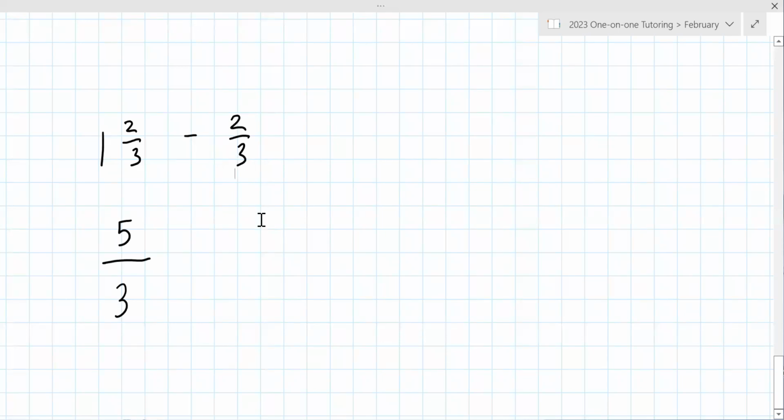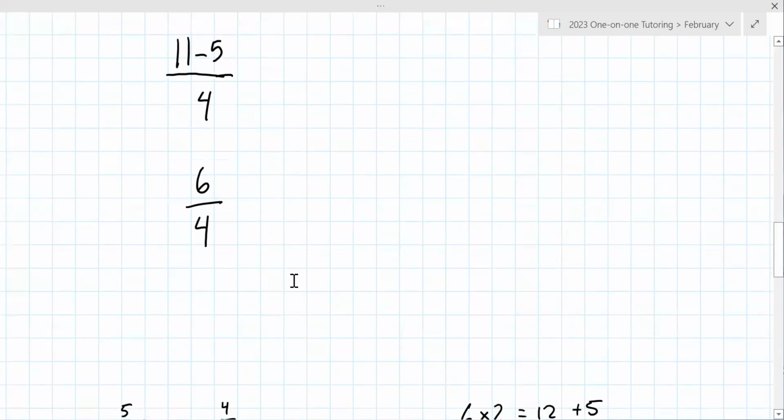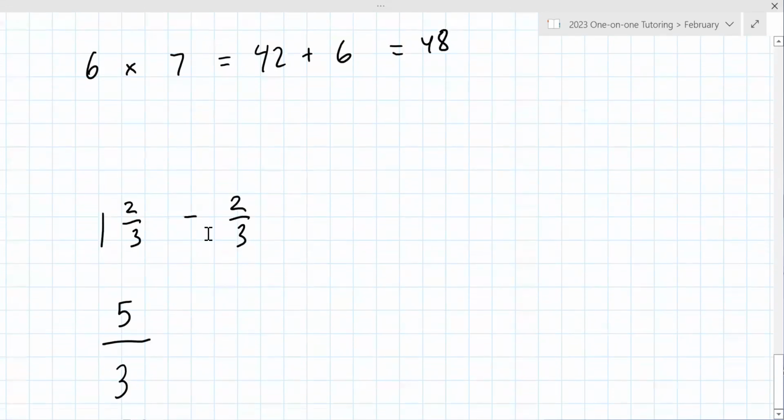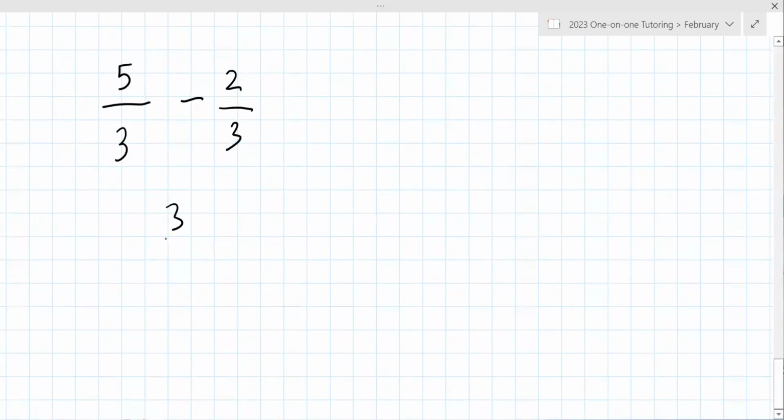Yes. So let's... No. Let's go back and look at the definition of a mixed number. So mixed numbers, they have both a whole number and a fraction. Okay. Whole number and a fraction. Does this have a whole number in front? No. So it's good as is. All right. What is 5/3 minus 2/3? 3/3. 3/3. Yeah. Good.